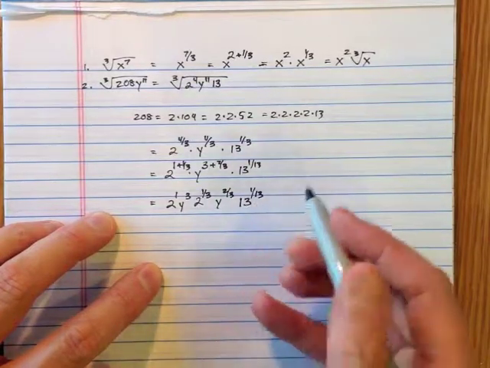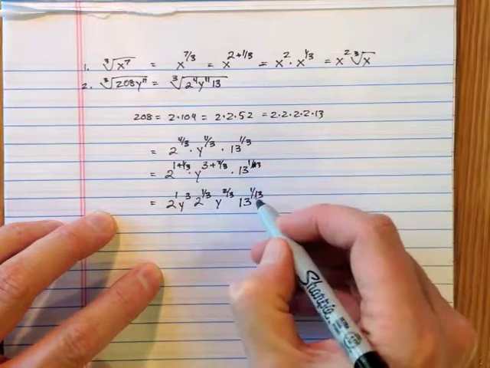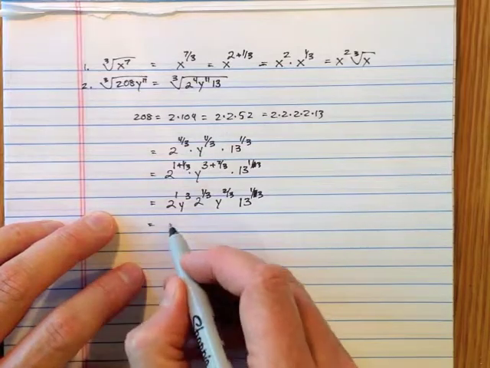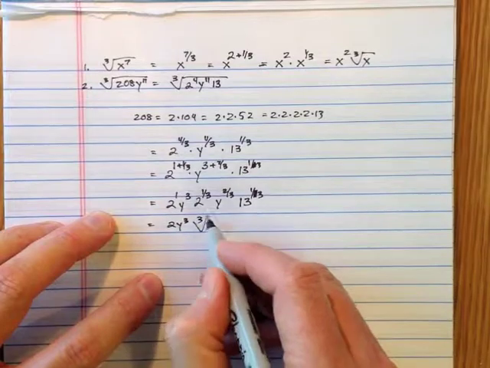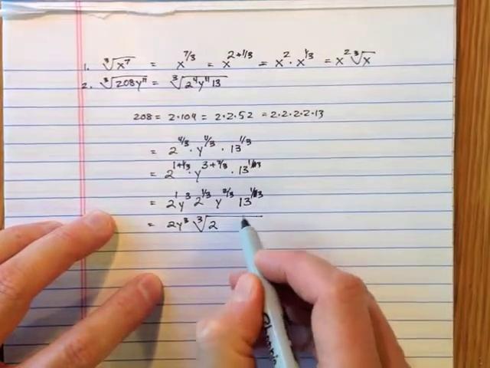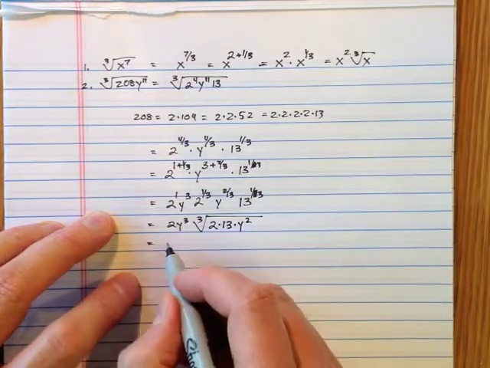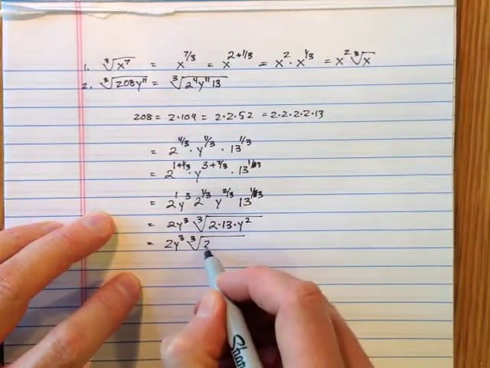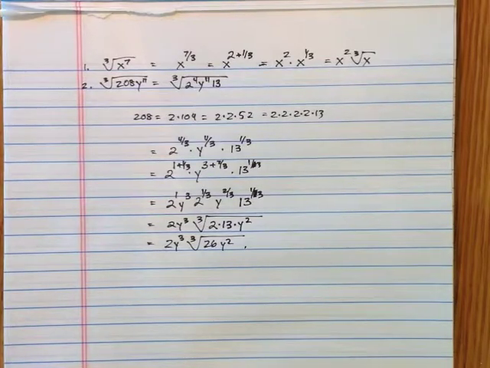The denominator is bigger than the numerator. That's supposed to be a denominator of 3, isn't it? So this is 2y cubed. All these guys have denominator of 3, so they're the cube root of 2 times 13 times y squared, or 26y squared. That's about as bad as it can get in those simplify the radical expressions.